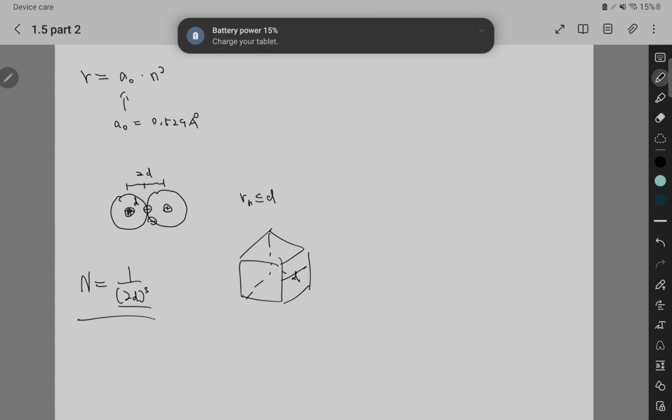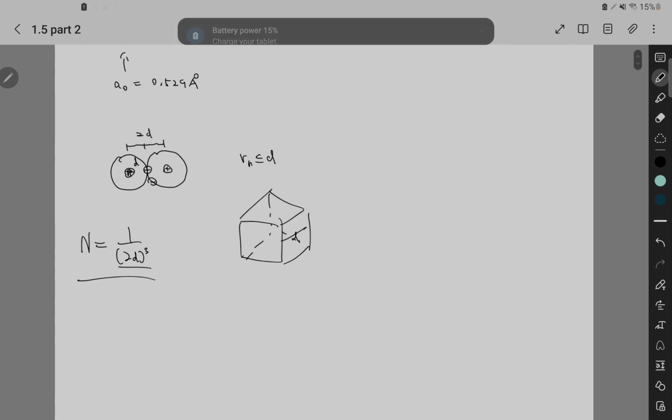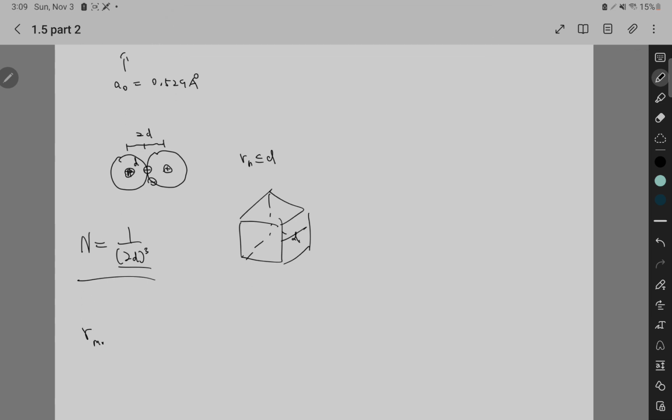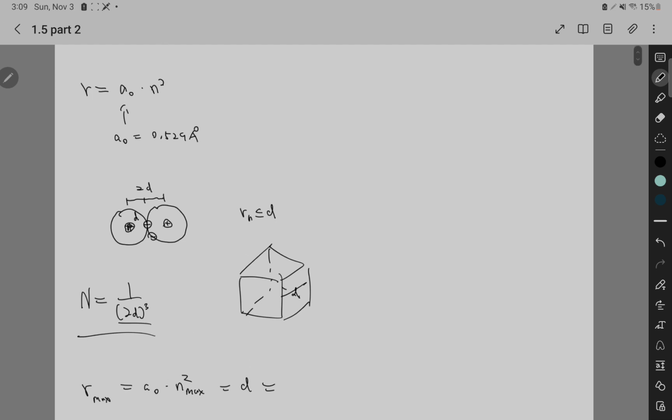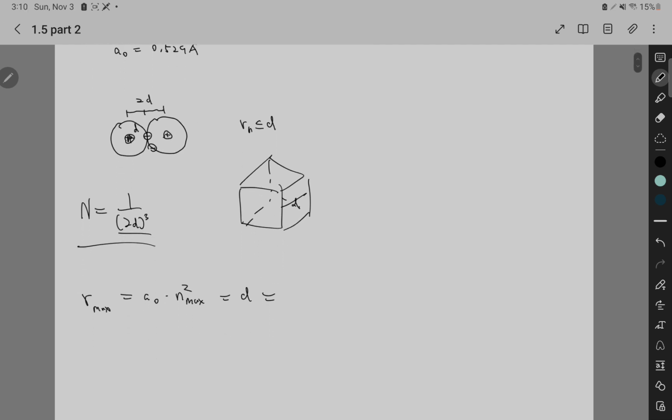So this is what this term tells us. And we also have the radius max. This is the maximum allowed radius, equal to a0 times n max squared, because there's a maximum allowed energy level: if it goes beyond that energy level, it steps into another hydrogen atom's territory. This is going to be equal to d, because we literally just defined d. So what do we have here? We have a0 times n max squared is equal to d.